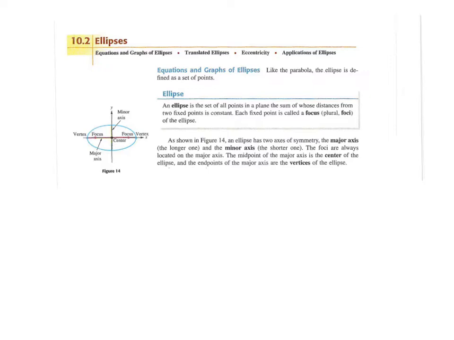two fixed points is constant. Each fixed point is called a focus. The plural for that is foci of the ellipse.